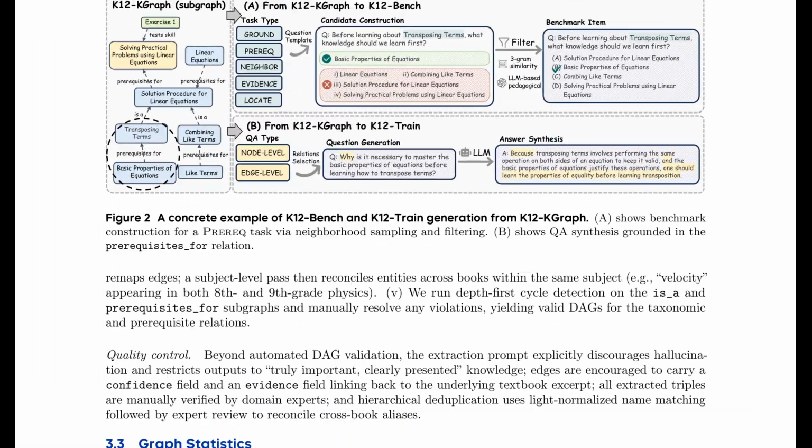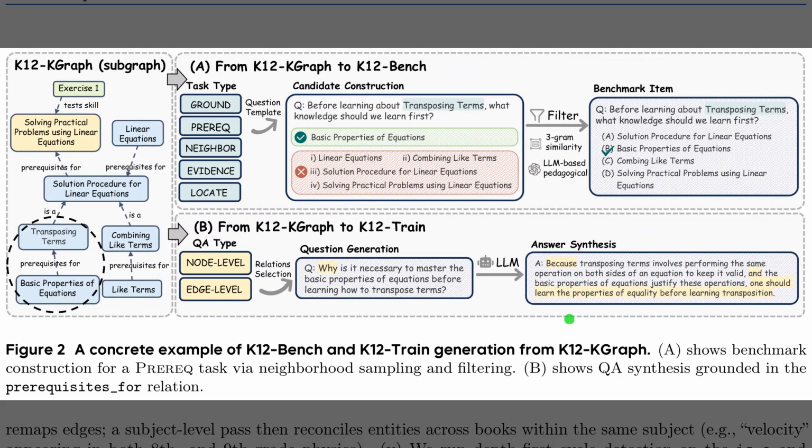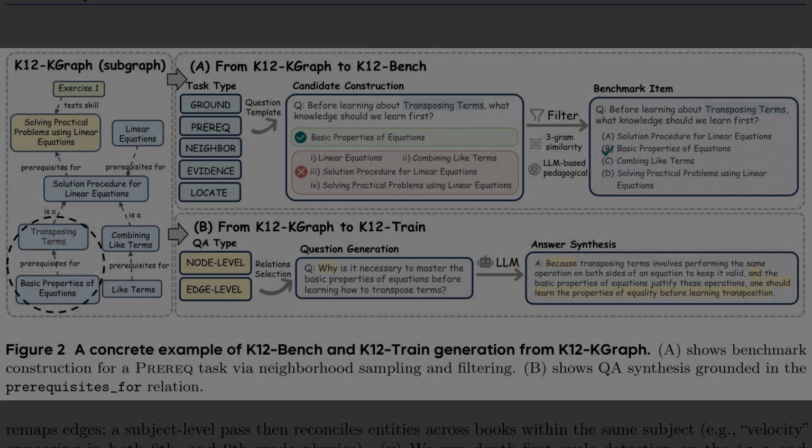Figure 2 illustrates how the knowledge graph generates evaluation and training sets from a local subgraph, which is a small interconnected portion of the larger knowledge network. Panel A shows the benchmark creation path, where task templates sample prerequisite concepts and filter candidates to build multi-select items. Panel B details the training pipeline, using selected graph relations to synthesize detailed question and answer pairs.